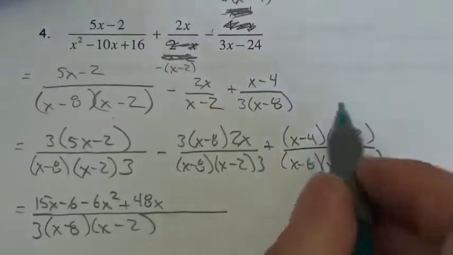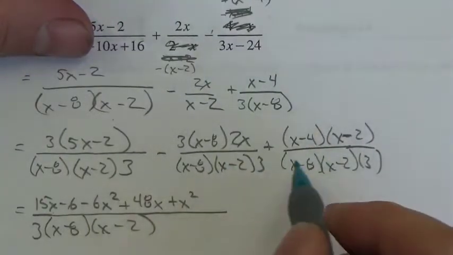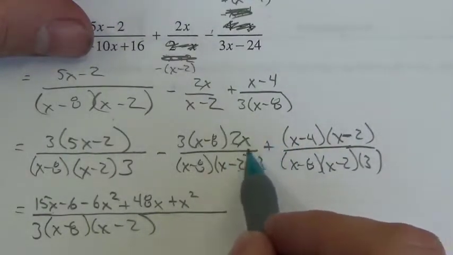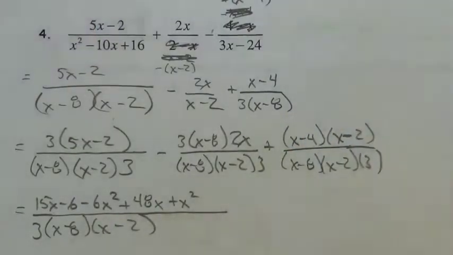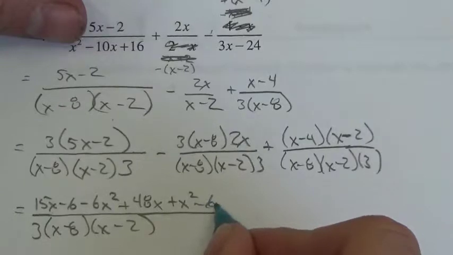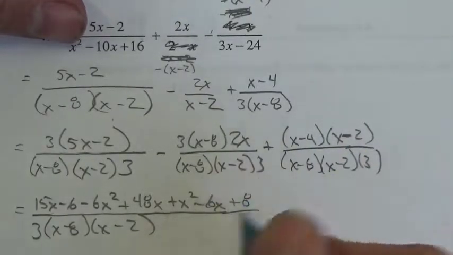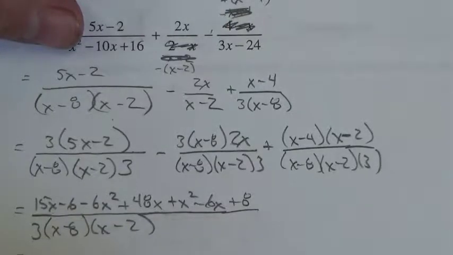Then I still got another term here. This will become x squared. Now notice the addition sign here means that all of the signs that I get here will stay the same. This will be negative 2x, negative 4x, so minus 6x. And then negative 4 times negative 2 will be positive 8. Okay, so 3x minus 8, x minus 2.